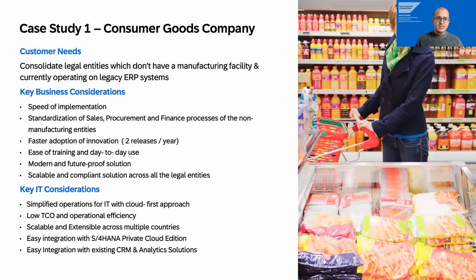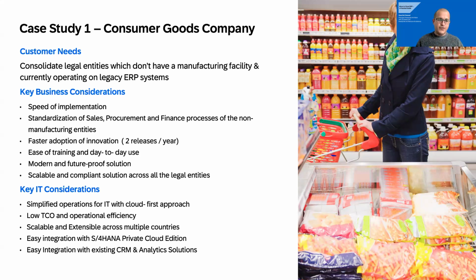And what were the key business and IT considerations? They wanted an instance strategy which allows for speedy implementation, standardized processes of sales, procurement, and finance, and faster adoption to make sure that they continuously get the latest innovation for their business. It had to be very easy to train, because they did not want the smaller entities to spend too much time on training their users, and to make sure that it is modern and scalable. So these were the business requirements.